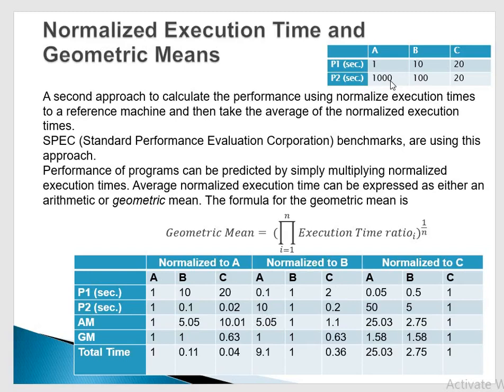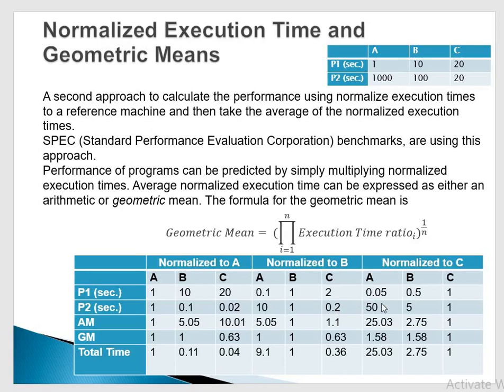Similarly, for computer A it will be 1000 upon 100, which is 10. Then 100 upon 100 is 1. Then it will be 20 upon 100, which is 0.2.